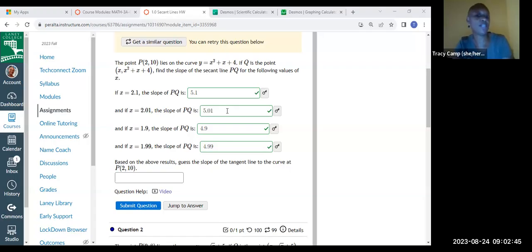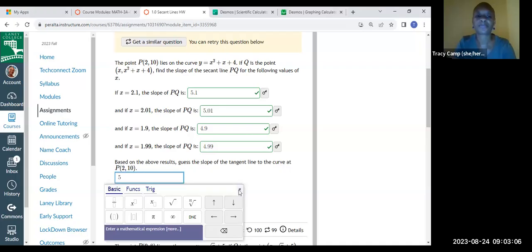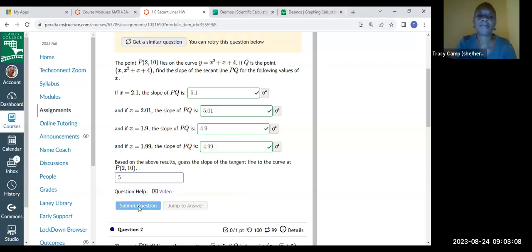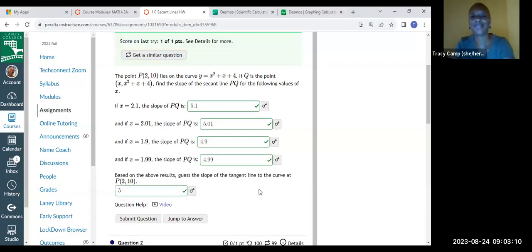That seems pretty close to the number 5. Same thing with the 1.9, 1.99. 1.9 is close to 2. 1.99 is even closer to 2. And as we're getting closer to 2, from 4.9 to 4.99, it looks like we're getting closer and closer to 5. So I would put a 5 here. And ta-da! That's what we have.